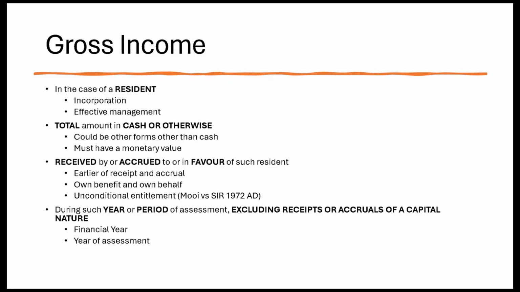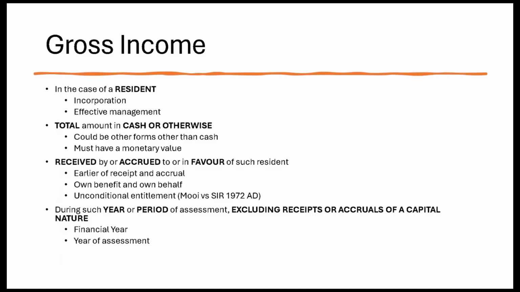And it says during such year or period of assessment. So for a natural person, periods of assessment are standard. It starts at the end of February, so the 1st of March till the end of February next year. That's the tax period for a natural person. That's my year of assessment. When I'm doing my tax return, I look at all income and all my pension fund contributions from the 1st of March till the end of February.